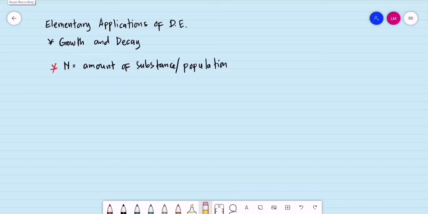Hi, good day. So this discussion is for the elementary applications of differential equations. So let's have the growth and decay. Let us assume N as the amount of substance or the number of population that is either growing or decaying. So for our equation, the differential N, or the change in population with respect to time, is directly proportional to the number of population itself.